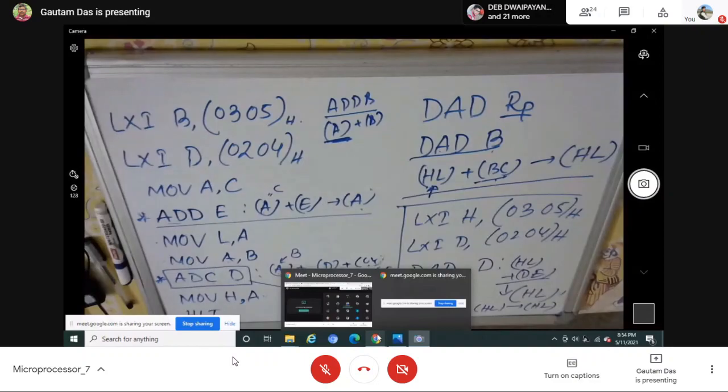subtraction on 16-bit data? Subtraction of 16-bit data, anything you can do in two steps.